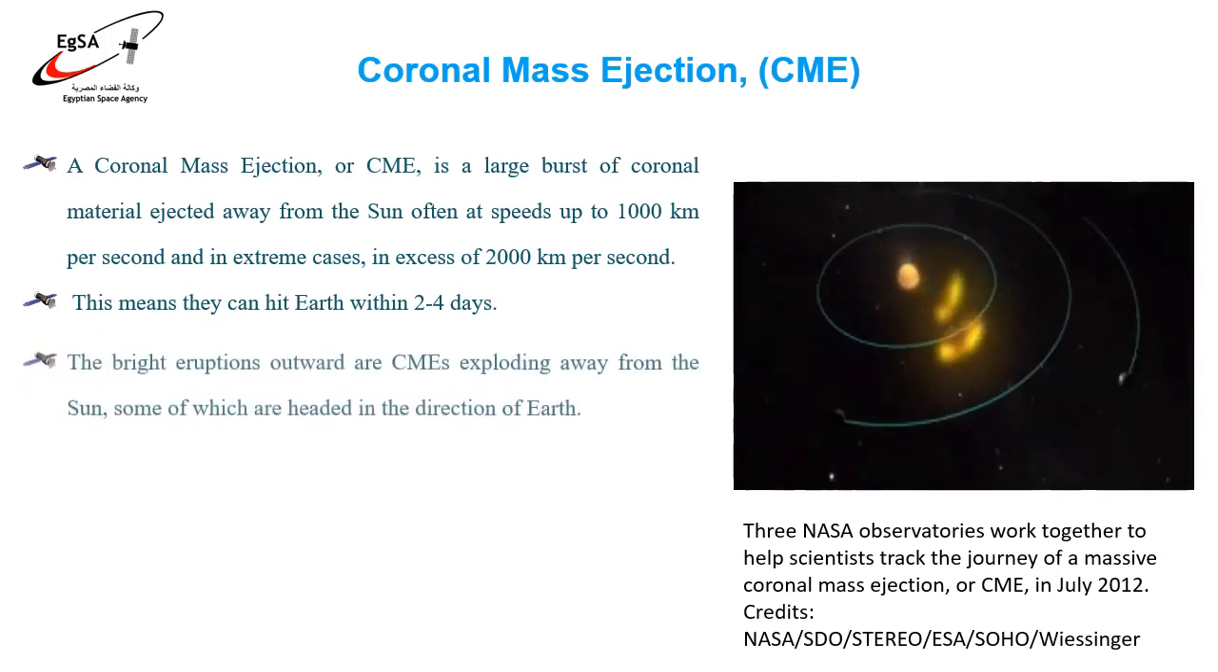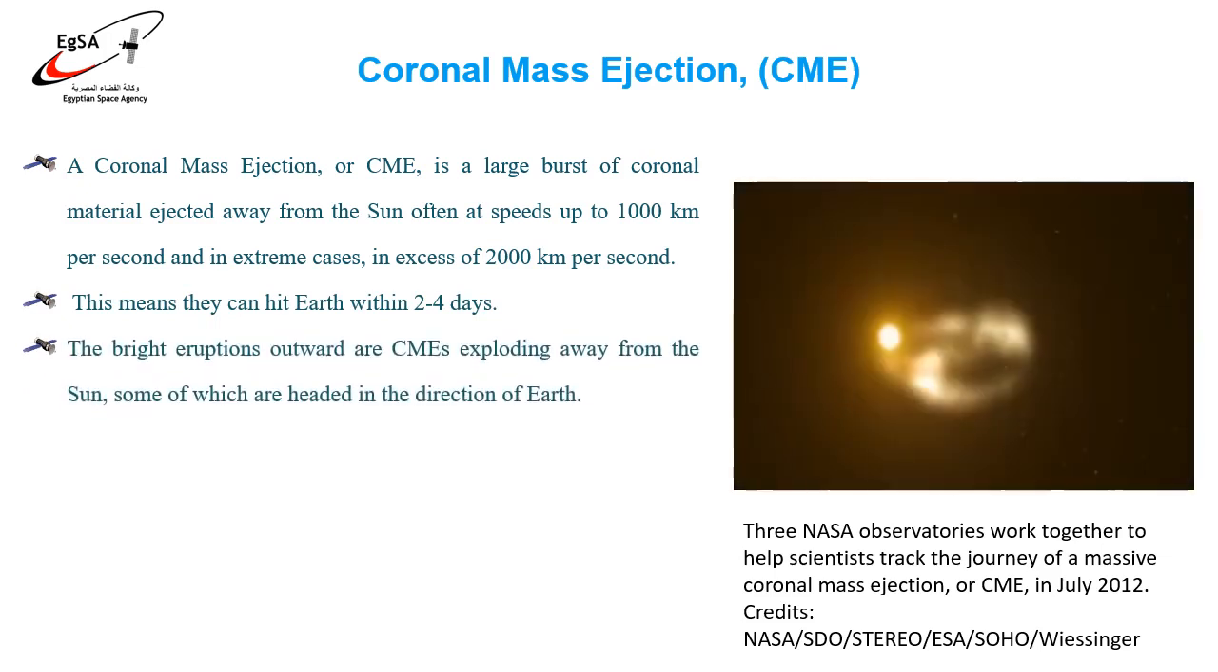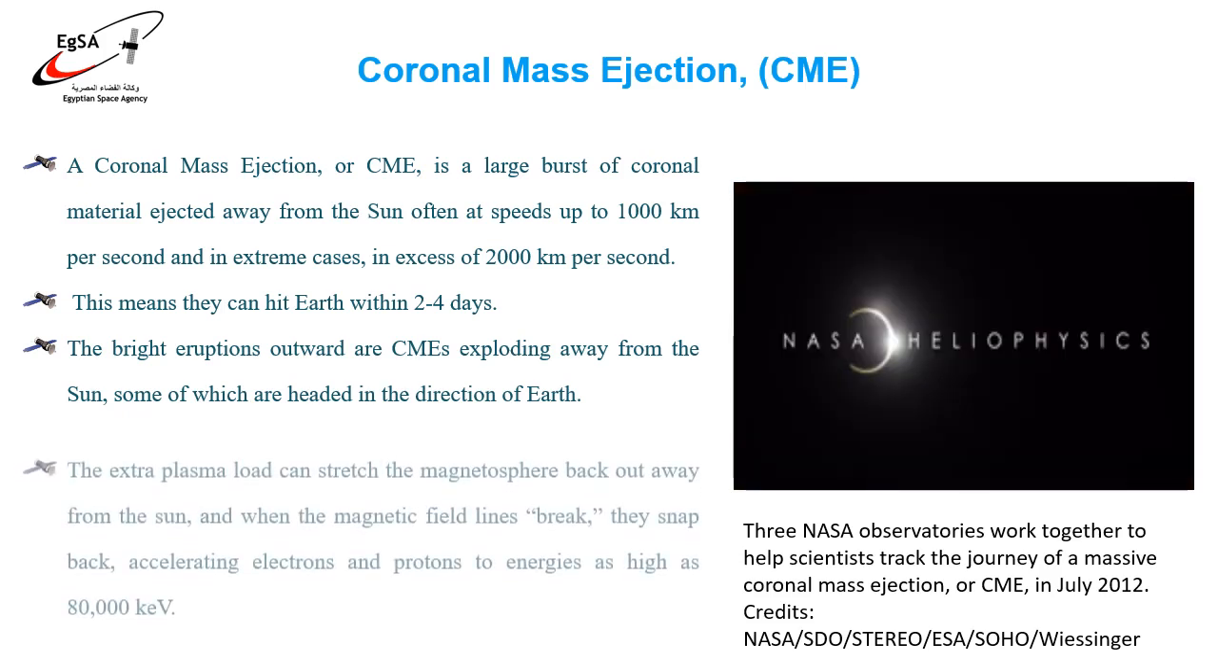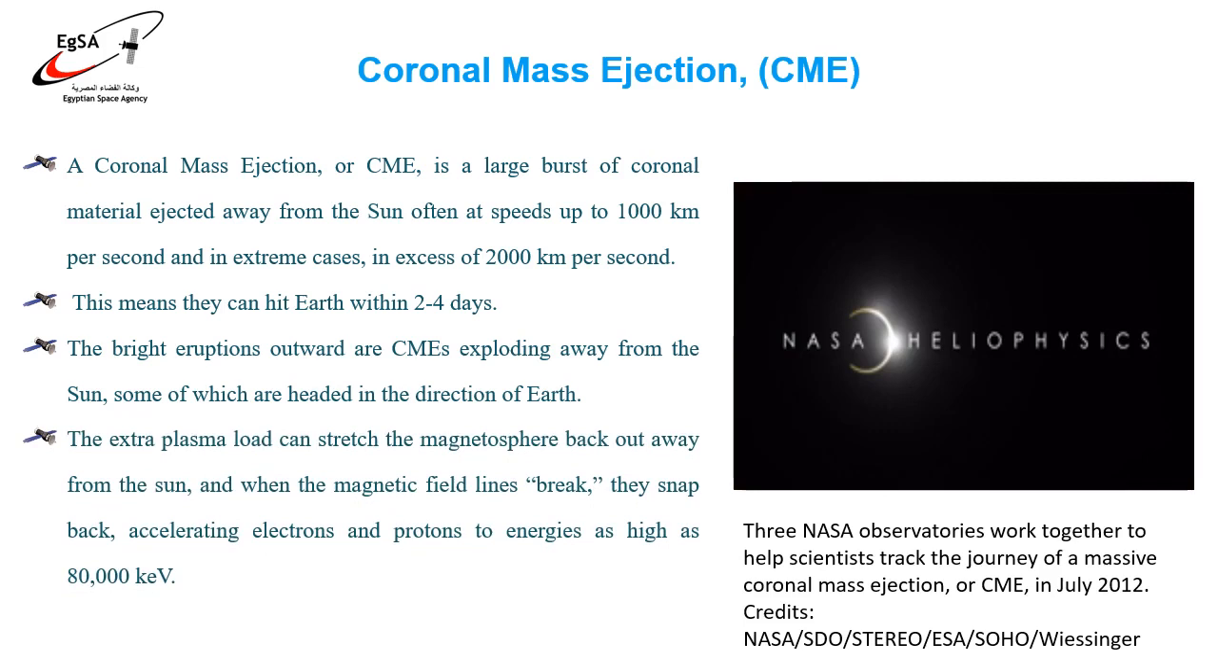The bright eruptions outward are CMEs exploding away from the Sun, some of which are headed in the direction of Earth. The extra plasma load can stretch the magnetosphere back out away from the Sun, and when the magnetic field lines break, they snap back, accelerating electrons and protons to energies as high as 80,000 Kelvin.